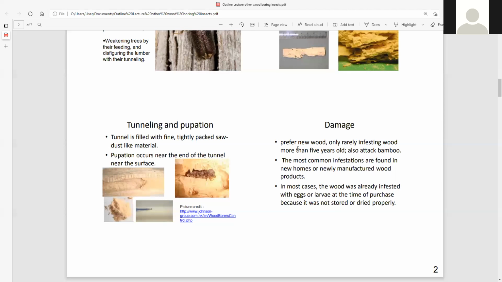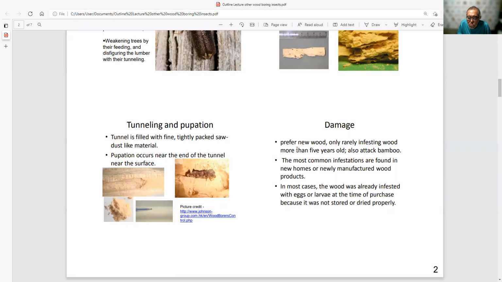This is another problem, because they attack fresh standing trees. They do not attack old wood. They also attack bamboo, and you know bamboo is one of the forest products which has a very high value, and also in the crafts industry. The most common infestations are found in new homes or newly manufactured wood products. So that adds to the problem.